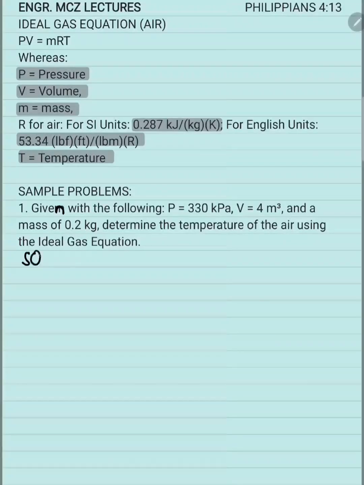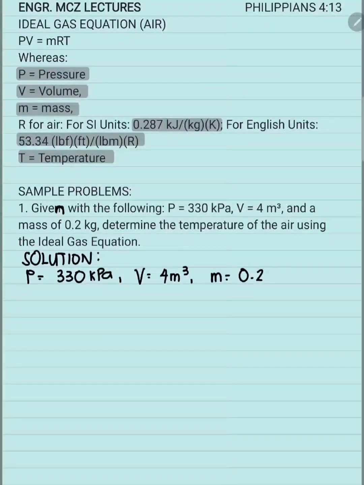First, let's write down the given values, so it would be easier for us to solve this problem. We have P, or pressure, which is 330 kilopascals. We also have the volume, which is 4 cubic meters, and a mass of 0.2 kilogram. Now, this problem is in SI units since it is composed of kilograms, cubic meters, and kilopascal.